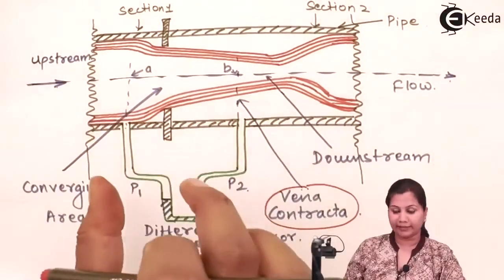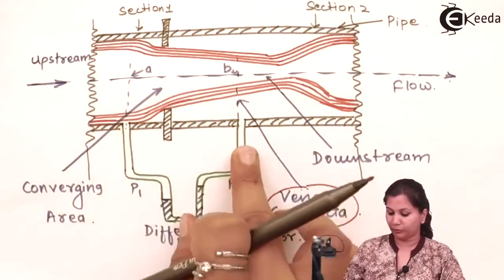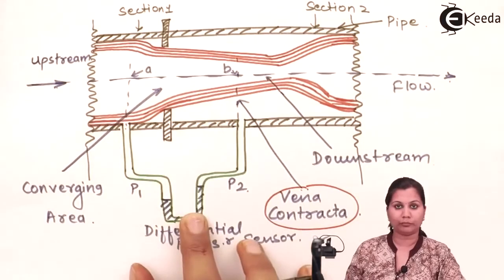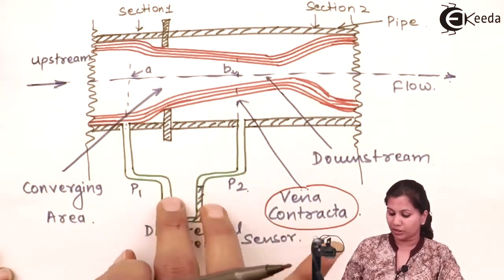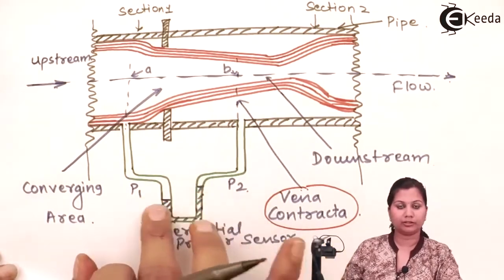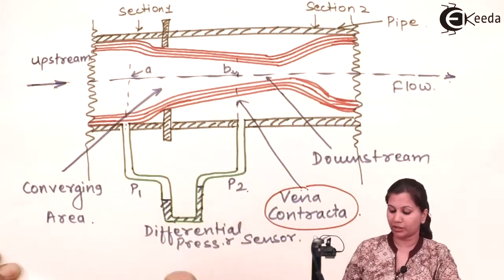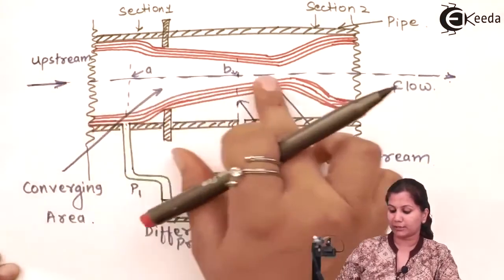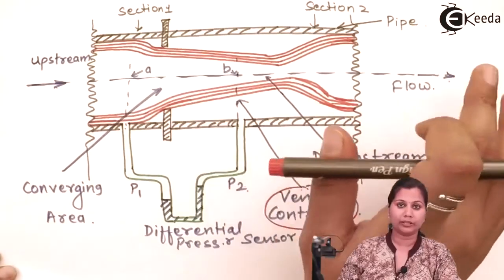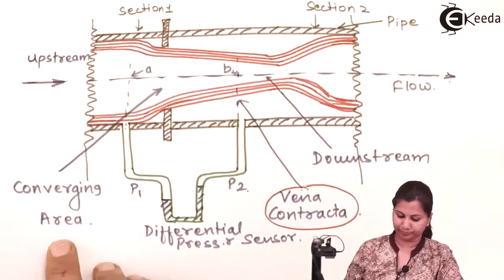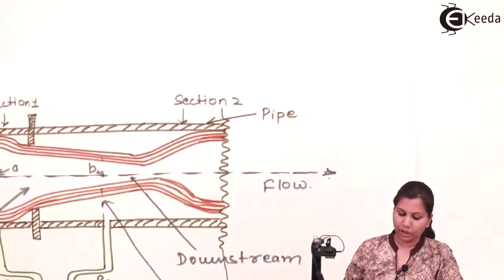You can see in the diagram here that P1 and P2 are measured with this U-tube manometer, and the change in the height we are measuring, the change in the pressures we are measuring, and this change in pressure is proportional to the fluid flow. So this was about the working of the orifice plates. Now comes its advantages.